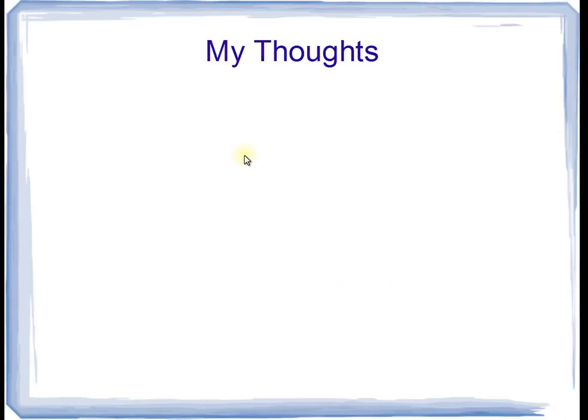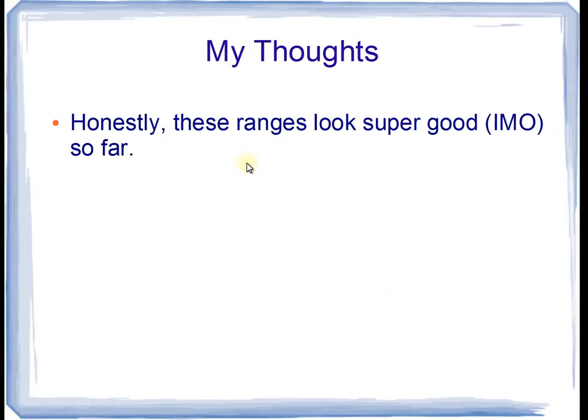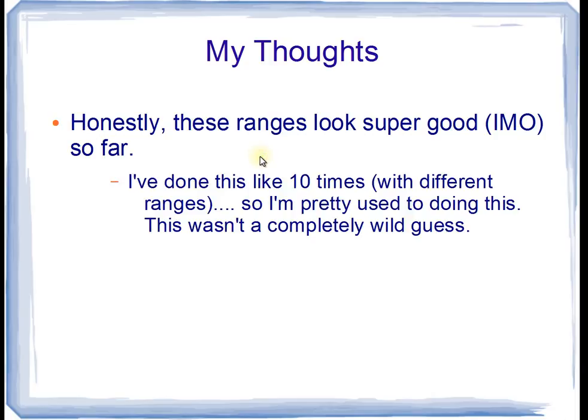Okay, so my thoughts. Honestly, I think these ranges look super good so far. Now, we're of course not done analyzing them yet, but I just mean right now, nothing's really striking me as wrong. All the numbers seem about right if I would have had to guess what the numbers should be, and everything seems to logically be making sense. So right now, I'm pretty happy with them. I have done this like 10 times with different ranges, as I mentioned earlier, so I'm pretty used to doing this. This was nowhere near a wild guess for what I thought would be correct given a 2.5 cutoff open.